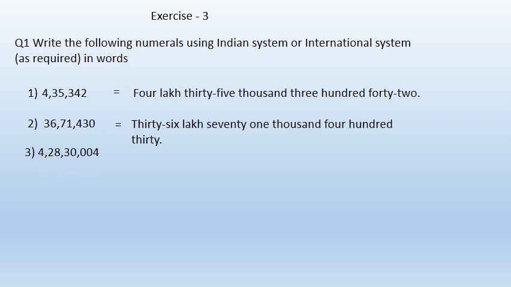Now 004 is ones period, 30 is thousand period, 28 is lakh period, and 4 is crore period. So how are we going to write it down? Children, what have you written here? 4 crores, 28 lakh, 30,000, and 4. Just check. 4 crores, 28 lakh, 30,000, 4. Come on, let's see the next question.